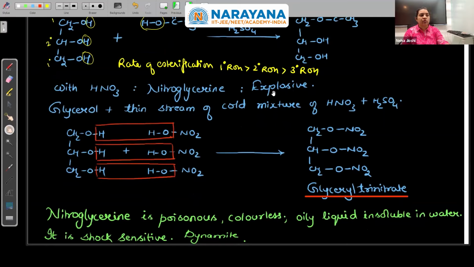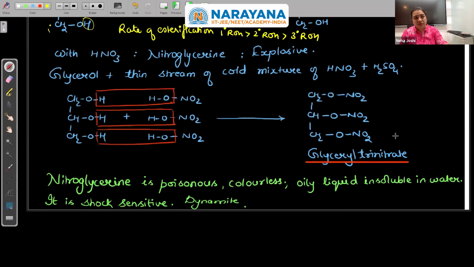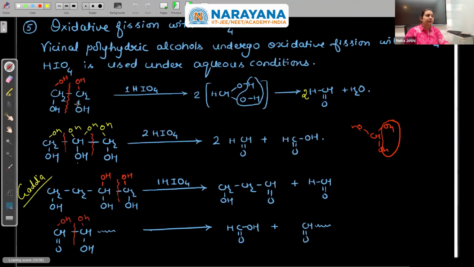With HNO3, nitroglycerin is formed. This is not a nitro compound, this is an ester: acid HNO3 with alcohol, removing water, and we have glyceryl trinitrate. It is an ester, not a nitro compound. This glyceryl nitrate is a highly explosive called dynamite. It is poisonous, a colorless, oily liquid, insoluble in water. It is shock sensitive and is called dynamite.